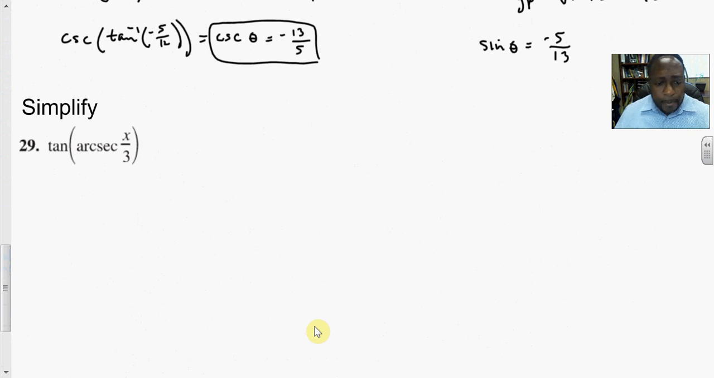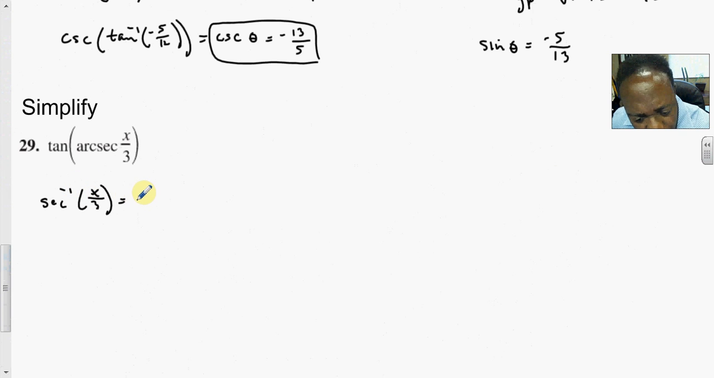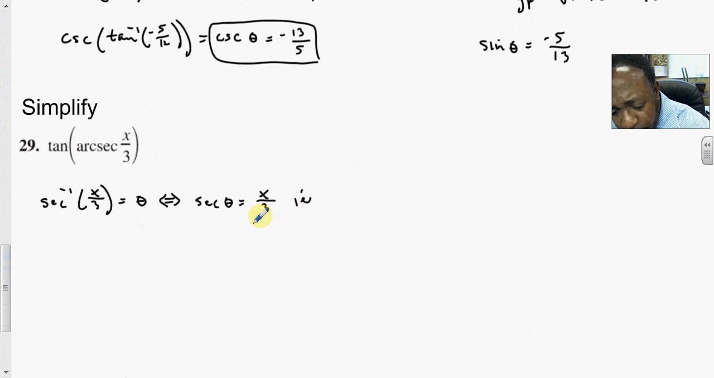We'll simplify here. Well, we look at the inside. So we look at secant inverse of x over 3 is equal to theta. And it's really if and only if secant theta is equal to x over 3. That is, if we talk about secant, the reciprocal of that gives us cosine. So cosine theta gives us 3 over x.